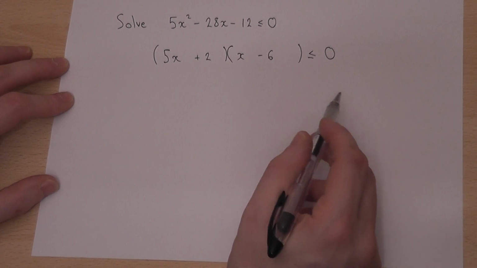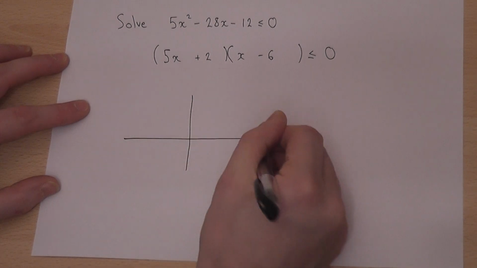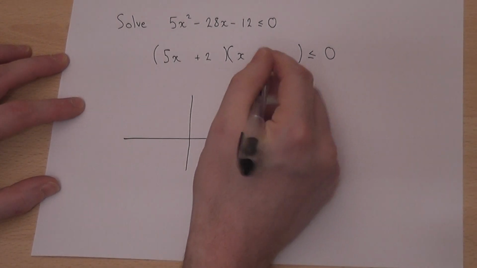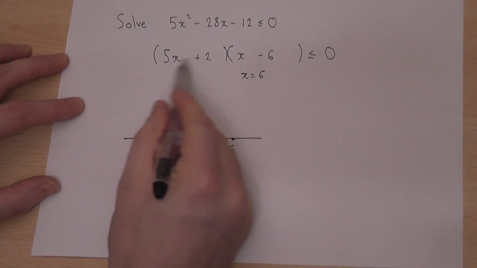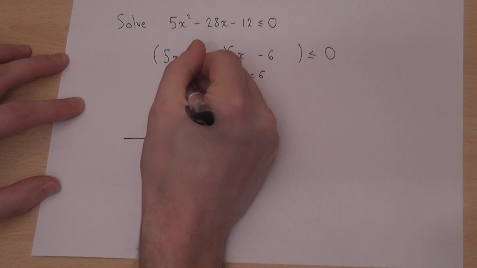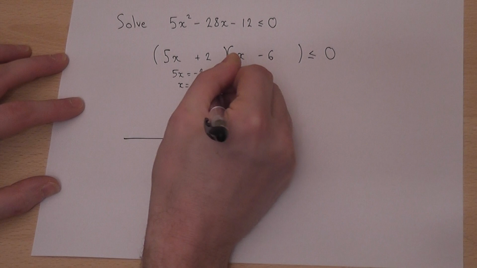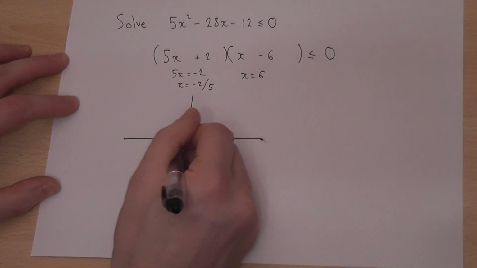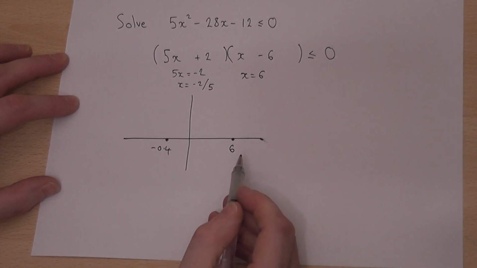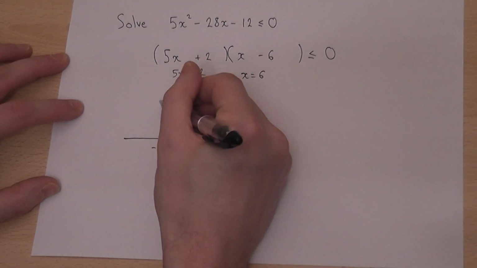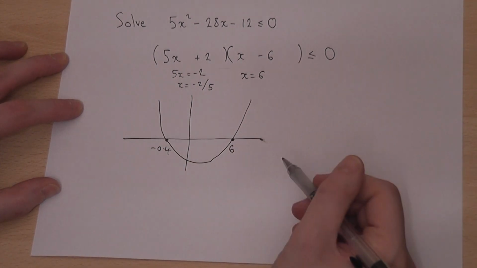Now to solve this, we consider the graph. Now we have factorised this quadratic, so we know that the roots lie where either x equals 6 or where this bracket here equals 0. So 5x equals minus 2, so x is minus 2/5 or minus 0.4. So only a sketch this, minus 0.4, it's not to scale. It was an x squared graph, so I can sketch through that the typical U shape.